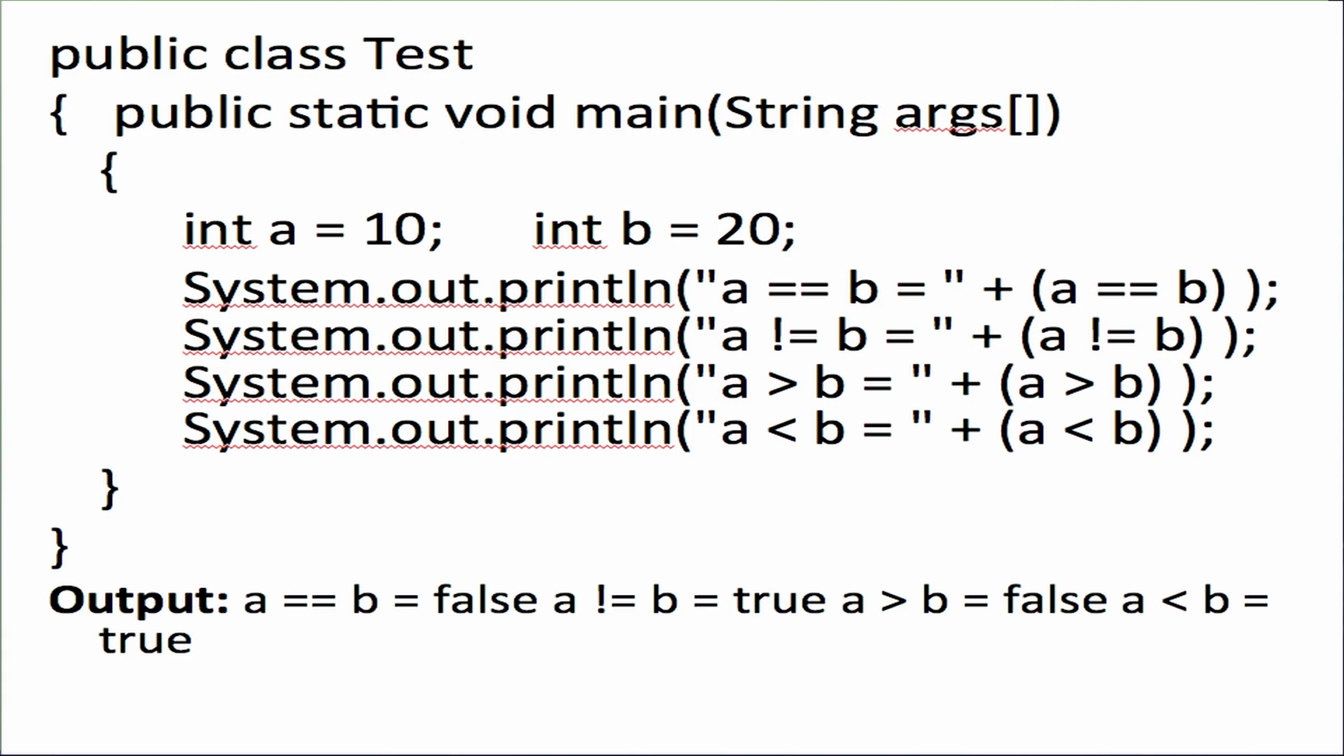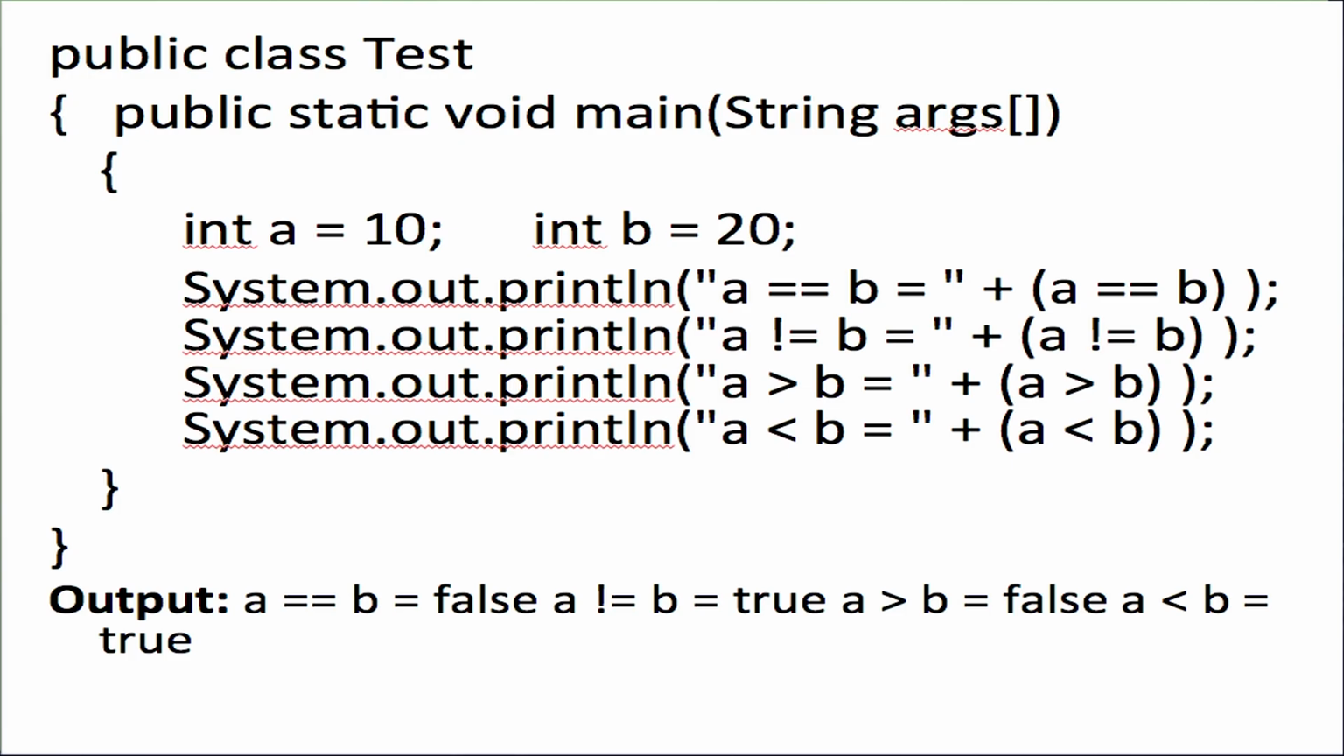See the output also. Output: a double equals b is false, and in the second line you can see a not equal to b is true. In that case, a not equal to b equals true, because a is 10 and b is 20.